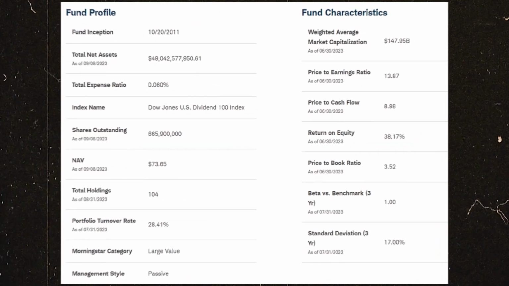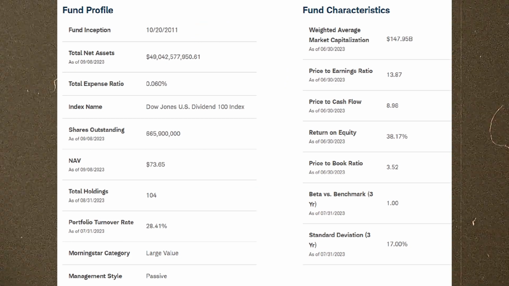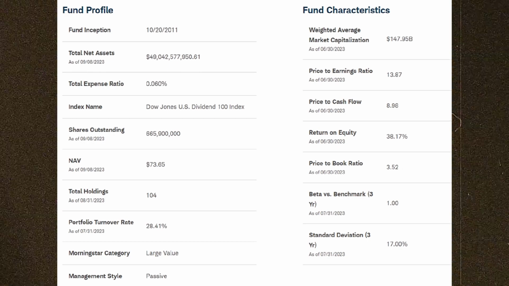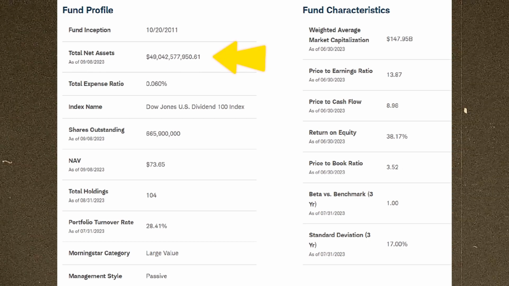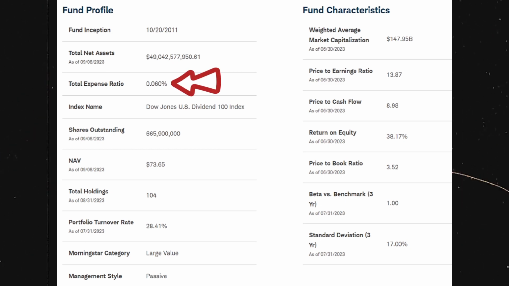The SCHD inception date was in October 2011 and has since increased its assets under management to a whopping $49 billion. This ETF has a super low expense ratio, sitting at just 0.06%, which makes it a really cost-efficient choice.